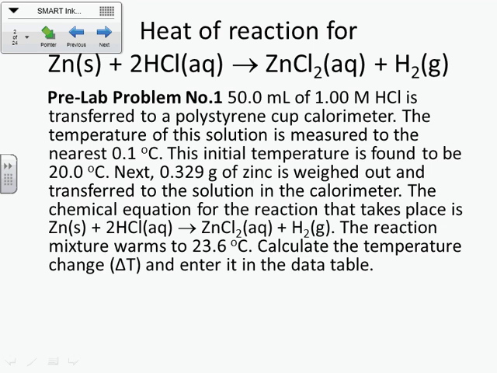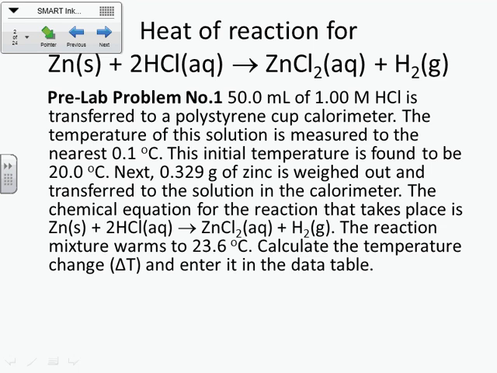So we've got a problem here. And this problem is really more like a long description of something that happens, and then we're going to ask some questions about it. But we've got 50 milliliters of 1 molar HCl transferred to a polystyrene cup calorimeter. Translation, styrofoam cups. Stacked inside one another make a really good calorimeter because they don't let the heat out, right?